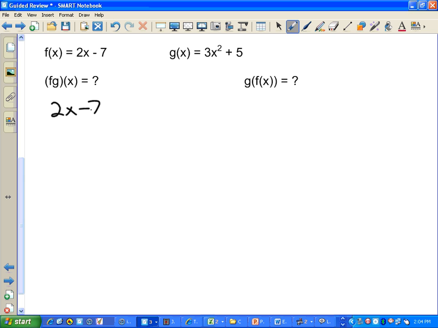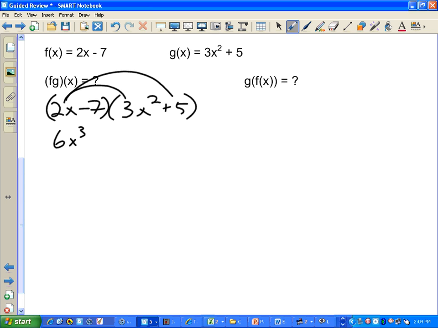I'm going to take 2x minus 7 times 3x squared plus 5. And I'll distribute first to the first, 6x cubed, this one to that one, and x, this one to that one, minus 21x squared, and this one to that one, minus 35. Okay, so that's what this is.